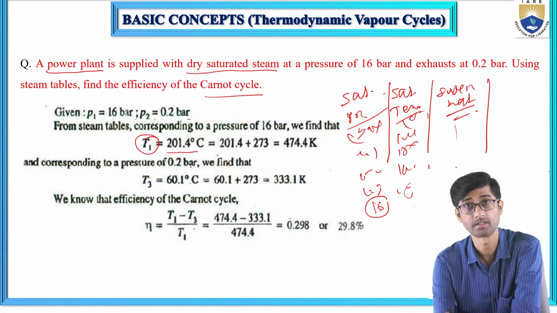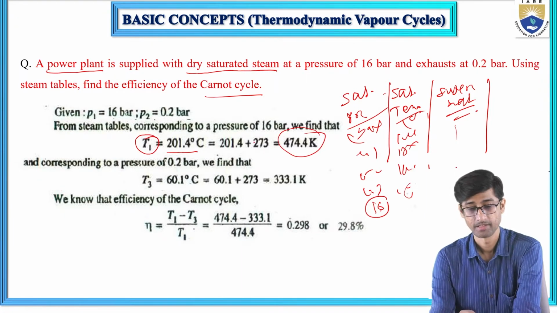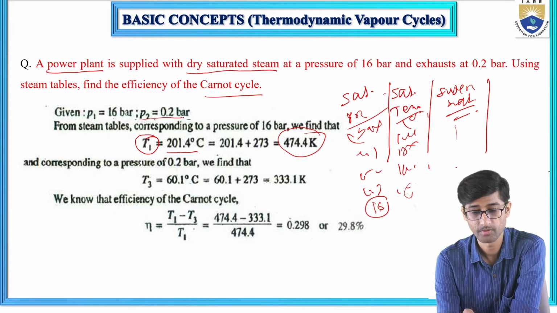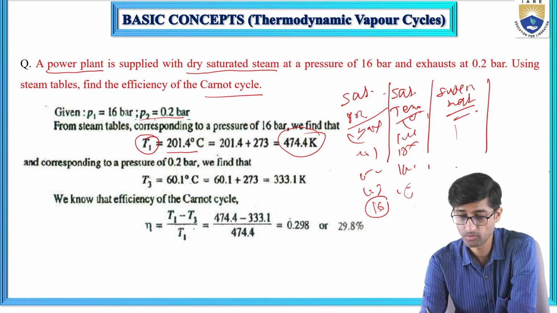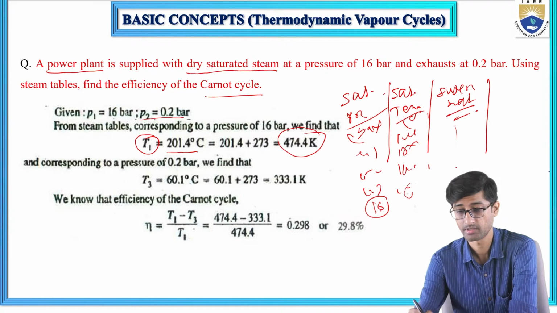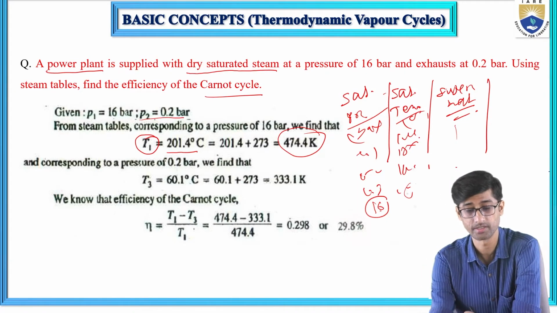Now we convert to Kelvin, plus 273. Next, the initial condition pressure is given, and the final condition pressure P2 is given as 0.2 bar. Again, the same pressure, 0.2 bar. What is the corresponding temperature? That temperature is called T3.